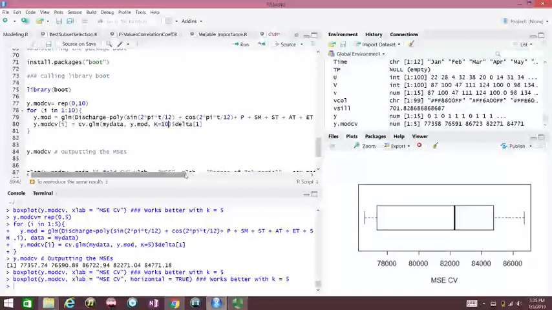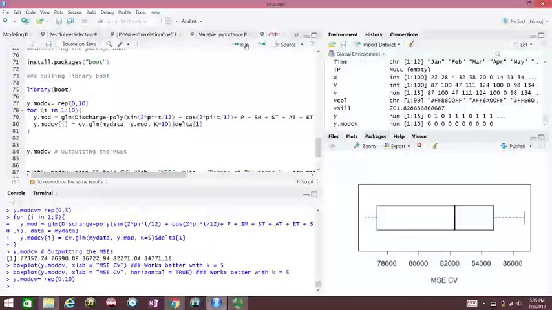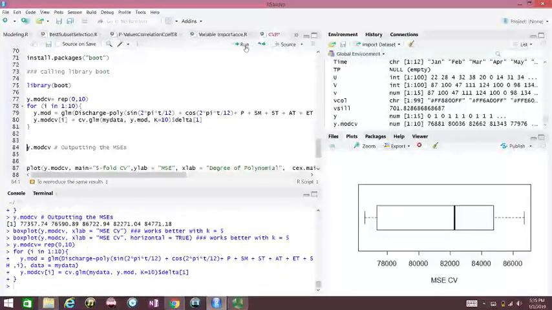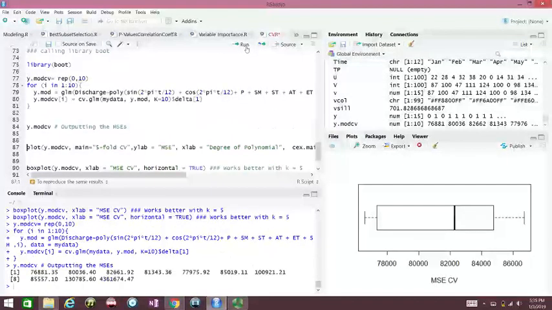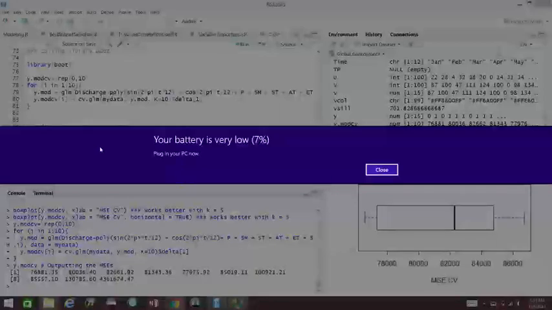So you just change K from 5 to 10 and you run, for i in 1 to 10, you have your cross validation model and you output your MSEs. So now you have 10 MSEs. And we change the title.